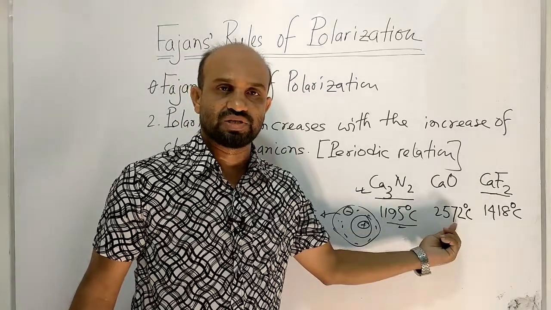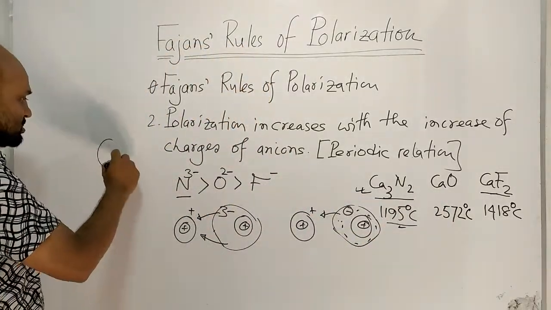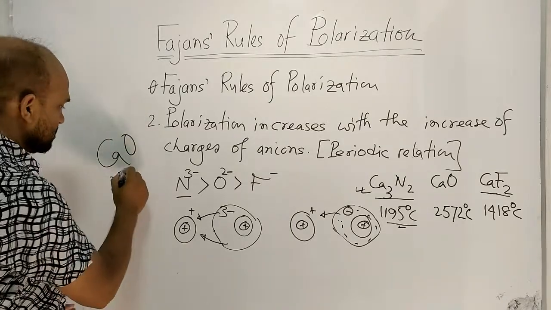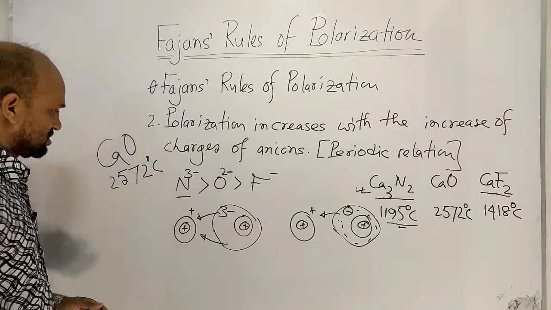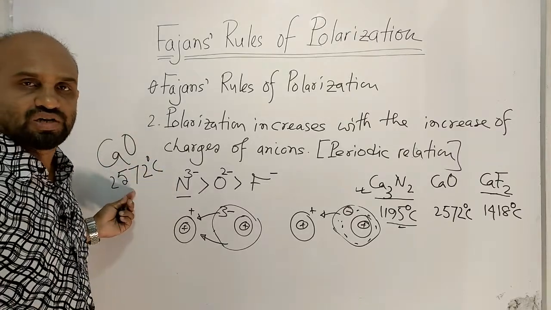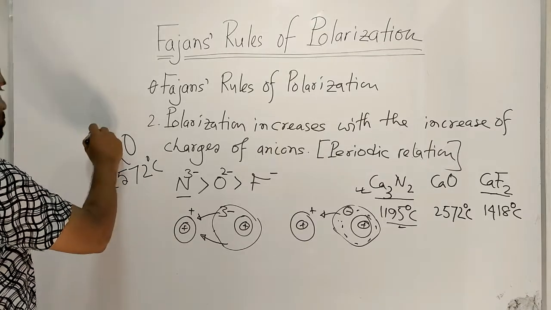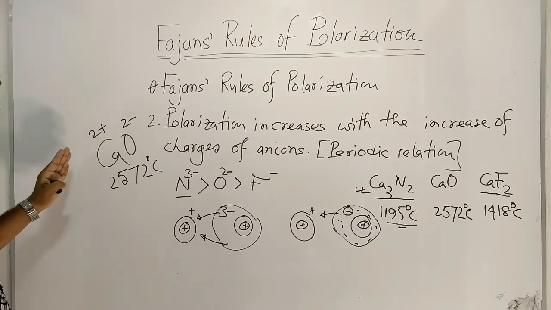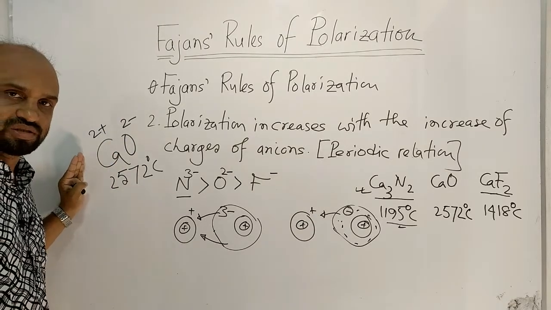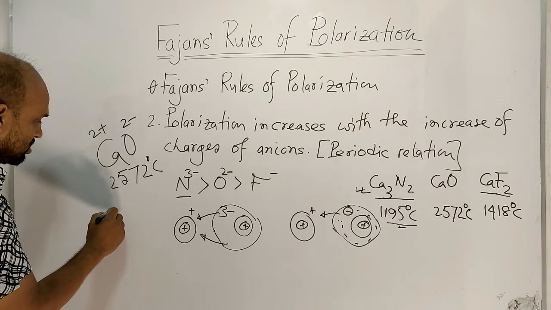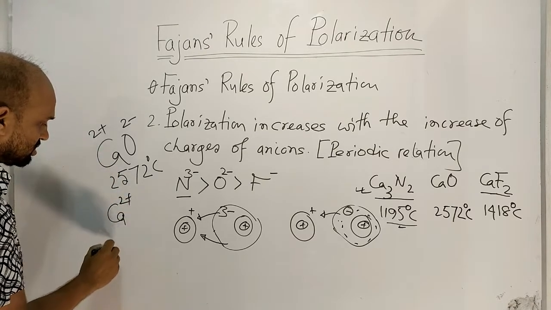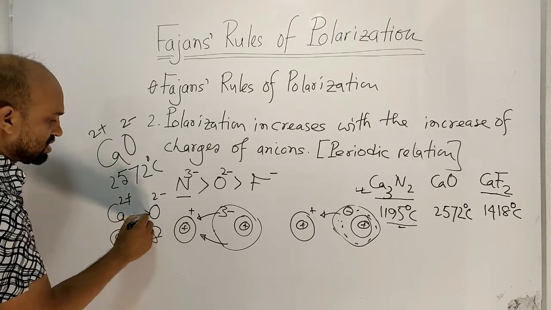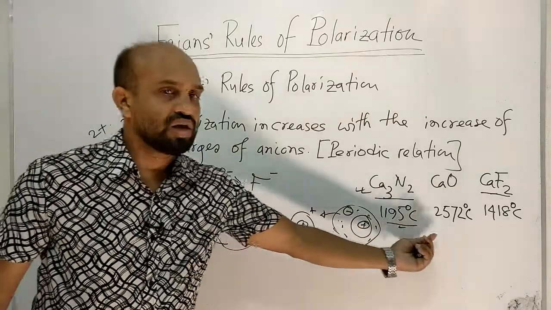Another point is here, that means calcium oxide. Calcium oxide's melting point is 2572 degrees Celsius. This is exceptionally high because here this is 2 plus and this is 2 minus. There is a high attraction between these two ions, and these two ions are octet fulfilled. This one is octet fulfilled and this is octet fulfilled. So high attraction, high melting point.